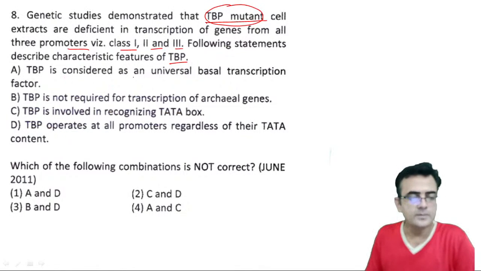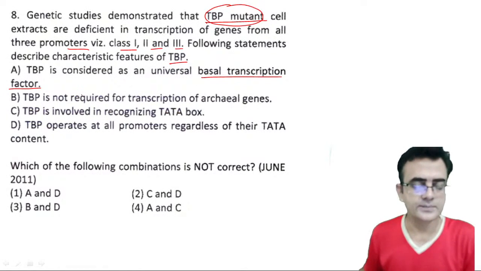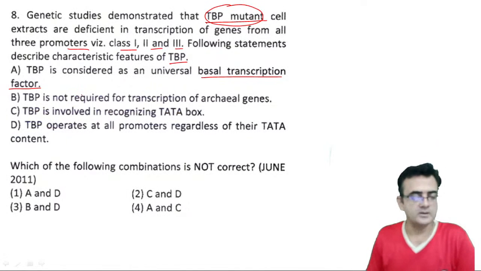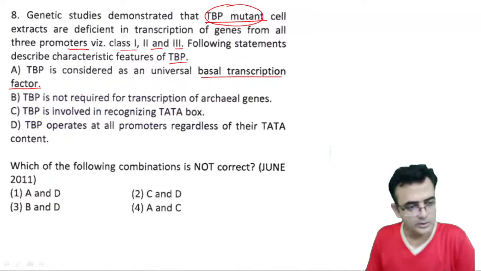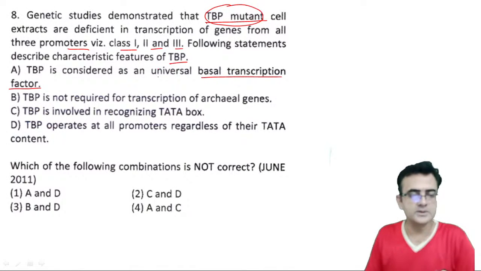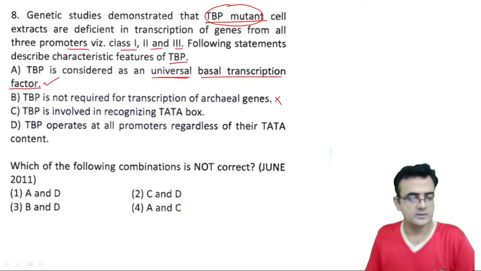So first, TBP is considered as a universal basal transcription factor. This is correct actually. TBP is the universal transcription factor, present in all eukaryotes and archaea. Second, TBP is not required for the transcription of archaea. No, they are required, right? They are required, so this is not correct.